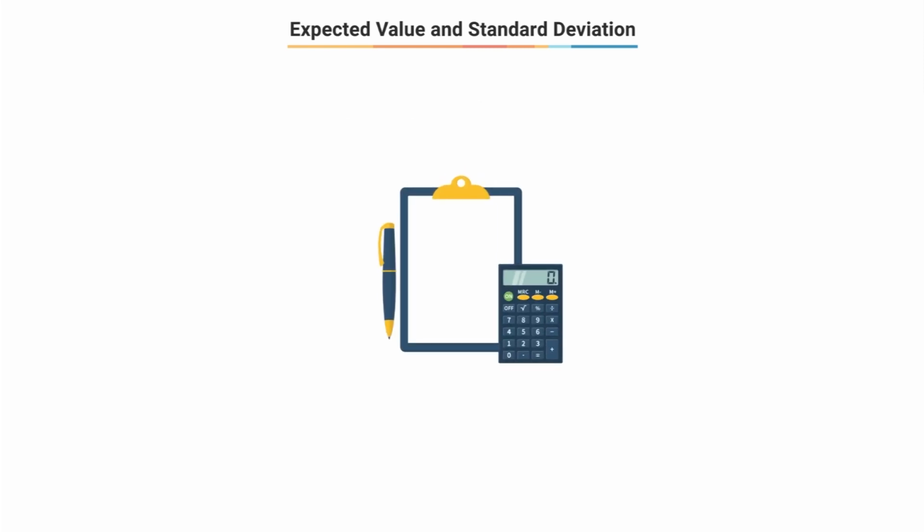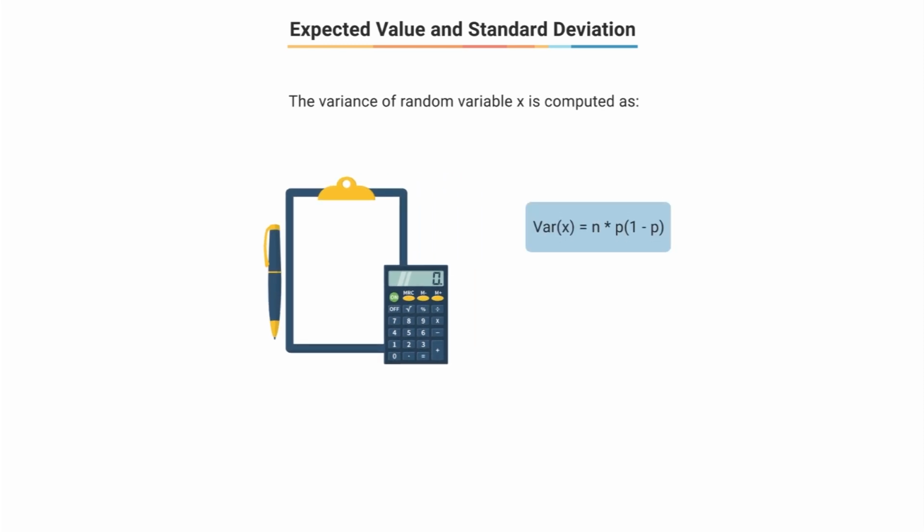Similarly, we can calculate the variance of this random variable x. This would be n times p times 1 minus p. That is going to be 4 times 2 by 3 into 1 by 3, which is equal to 0.88.